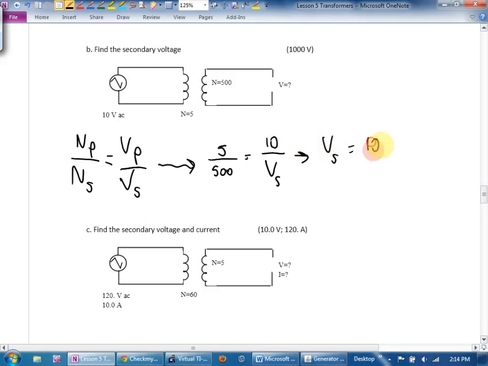Is that the answer? 1,000 volts? Step up or step down? The step up transformer. No, but they love to ask that as a multiple choice question. And I've learned if I don't keep repeating it, kids think bigger current means a step up transformer. No, bigger voltage is step up.